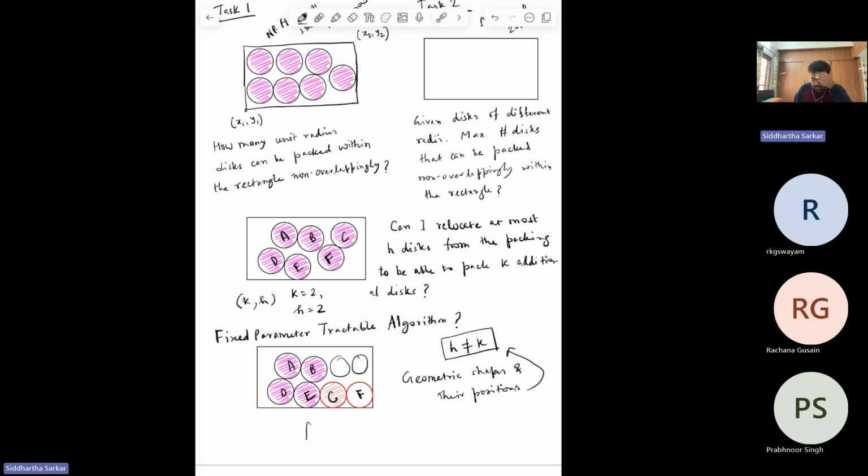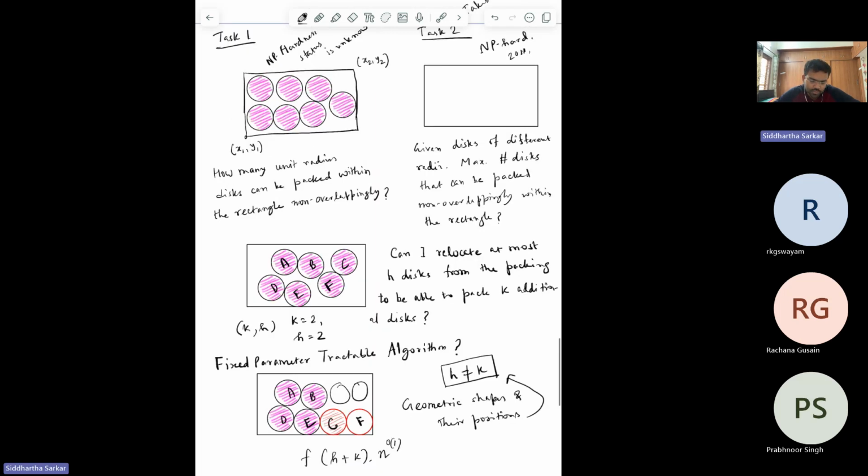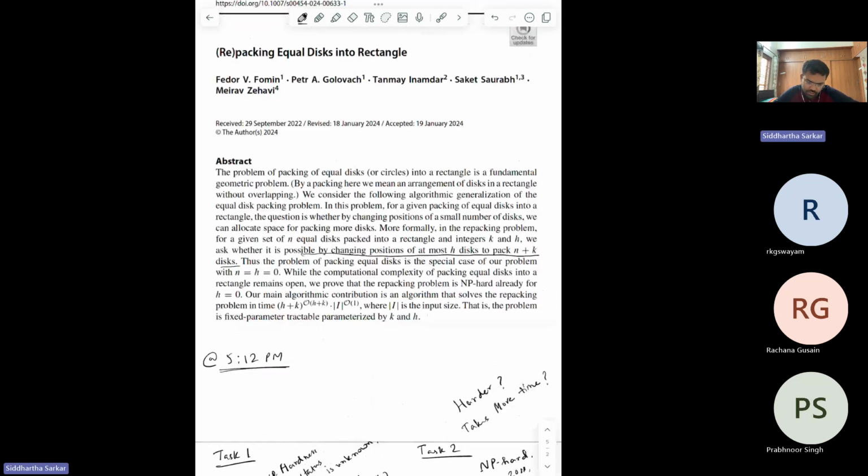Your running time should be a function of h plus k times n to the power of a constant, where, so what is n? What is the running time we have? Just a second. Let's look at the abstract once again. Yeah, so they have written what they want.